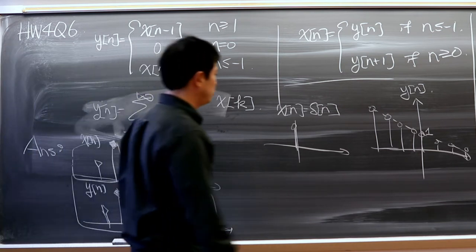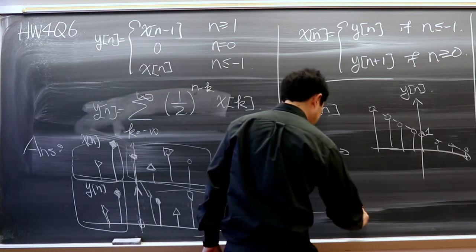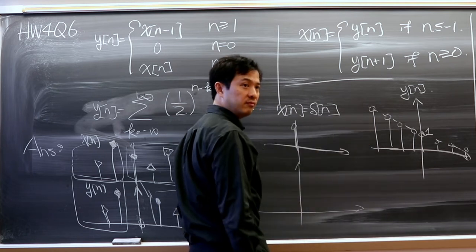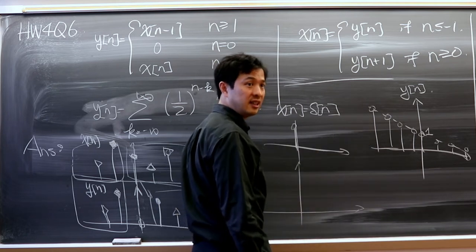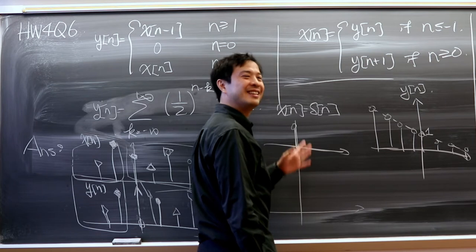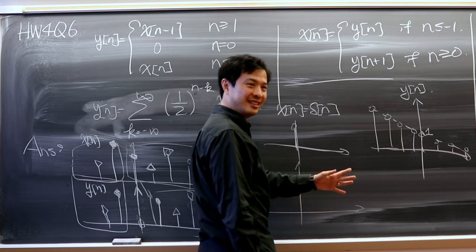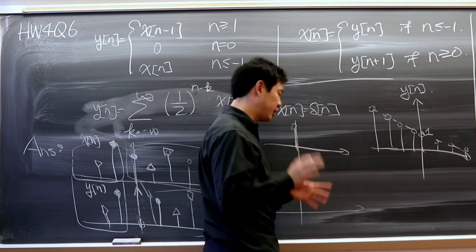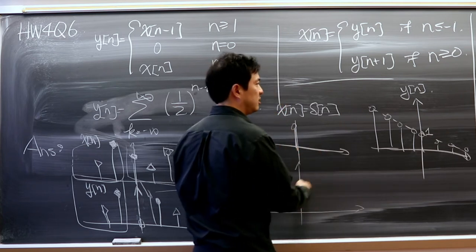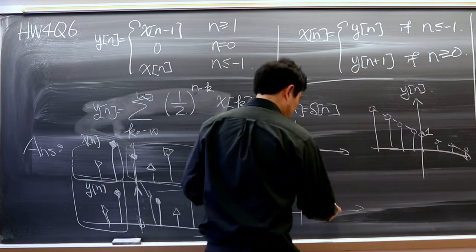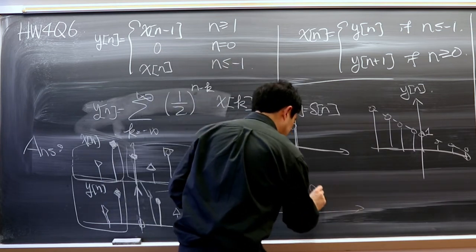Now your goal is to do what? To create another signal that gives you the same output. If I can do that, it is not invertible. Is the goal clear to everybody? We try to find another signal such that it gives me the same output. I don't know how to do that, but let's just try one thing.